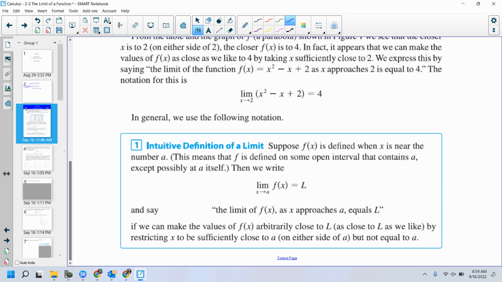If we can make the values f of x arbitrarily close to L, or sometimes the book says sufficiently close to L, as close as we may like, by restricting x to be, here they use that, sufficiently close to a, on either side of a, but not necessarily equal to a. Right, that's just what we looked at before. We said we're going to take x and send it to 2. Make it closer and closer and closer to 2, both from the upper end and the lower end, to squeeze it in. And we have an upper boundary and a lower boundary, and it's going to get good until we can say, that's close enough. We can kind of get what it's going to go to. Okay, that's the idea of a limit.